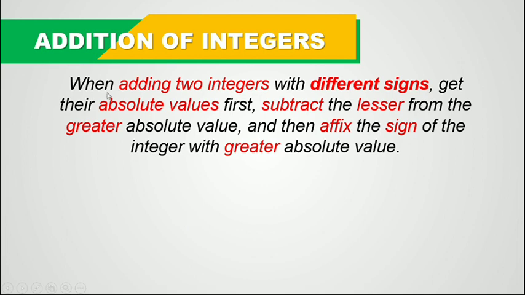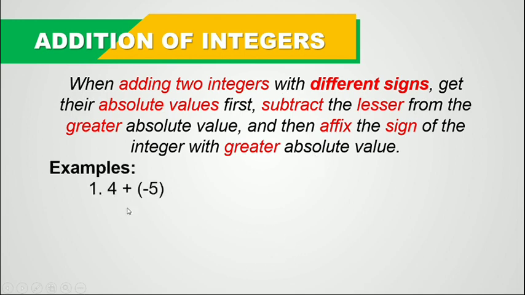Now, when adding two integers with different signs, take note again of the word different signs. So get their absolute values first, subtract the lesser from the greater absolute value, and then affix the sign of the integer with greater absolute value. Let's give some examples for you to understand this rule deeply.